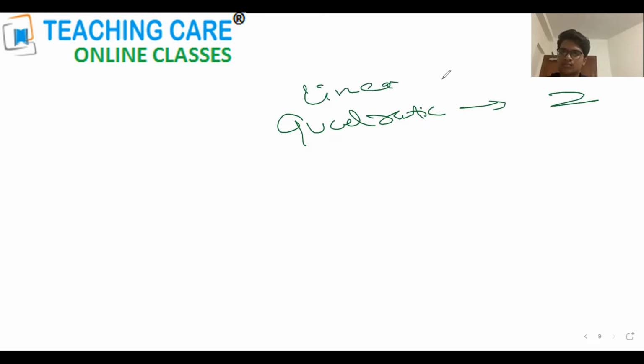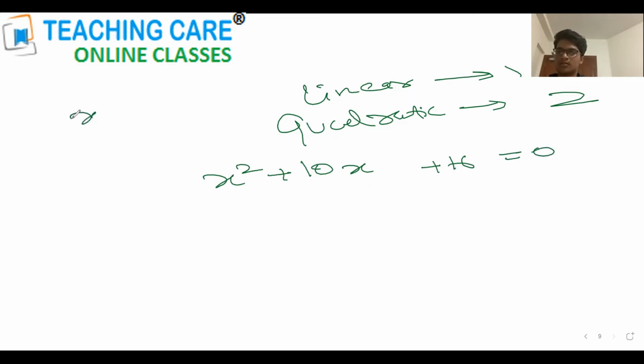When I say two, what I mean here: quadratic always gives you two answers. Linear always gives you one answer. When I say answer, that is the value of x, right? The value of x we are looking for, when we put it back in the equation, gives us the right-hand side. For example, the question we just solved, x square plus 10x plus 16. So we got x as -8 and -2, right?